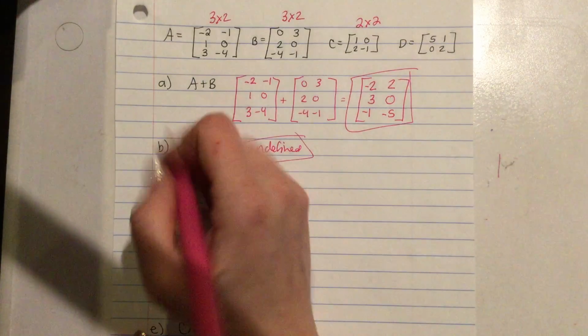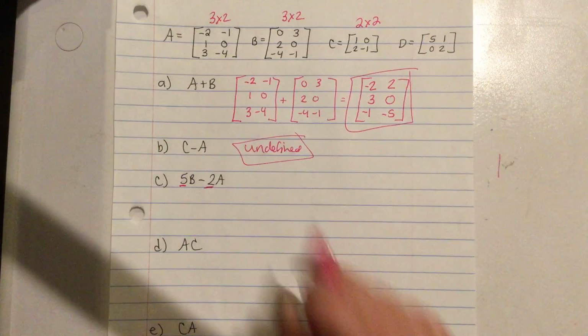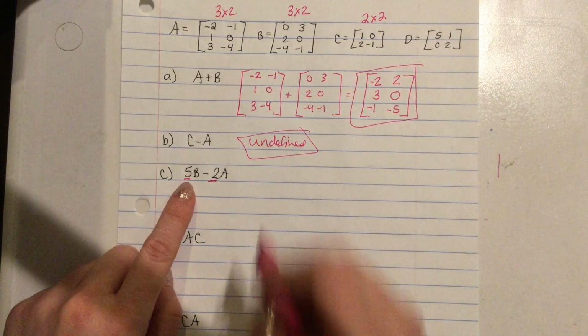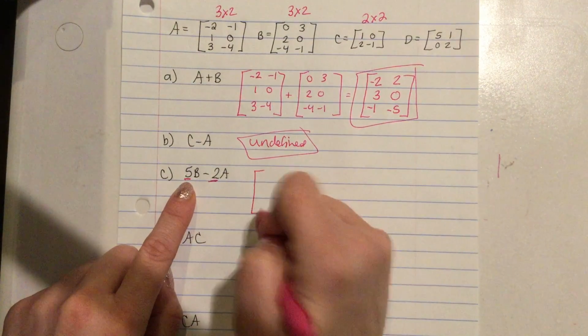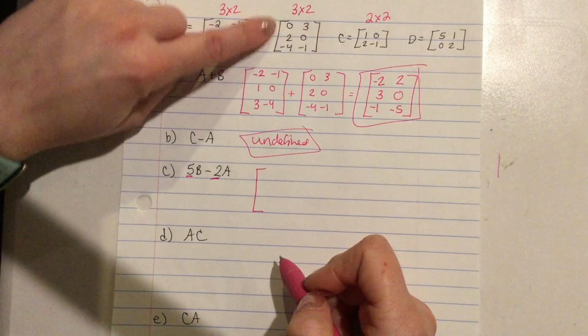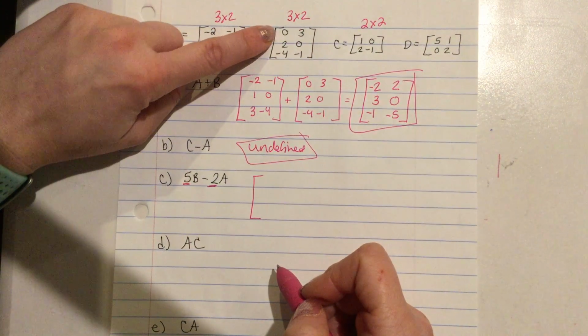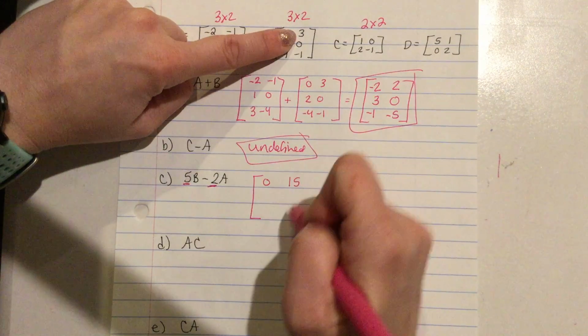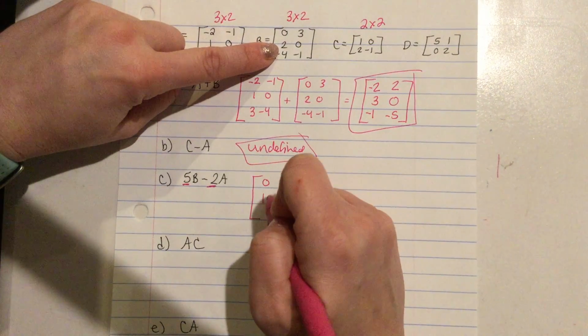Okay. Now this number up front is called a scalar. And a scalar, think of it as like distributing. That number needs to go to every single entry in that matrix. So if I have 5 times B, I'm going to take the B matrix and multiply every single number by 5. 0 times 5 is 0. 3 times 5 is 15. 2 times 5 is 10.